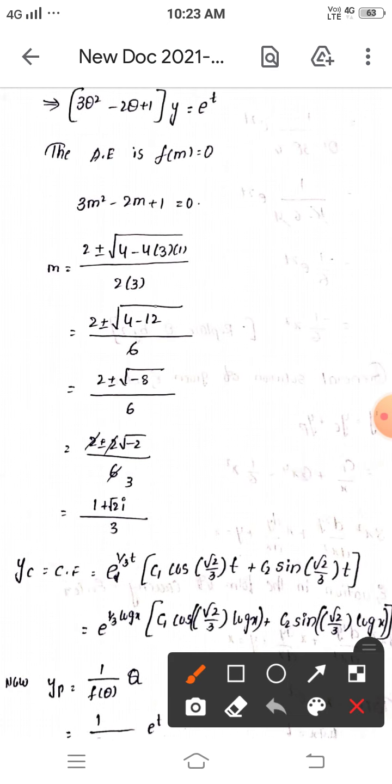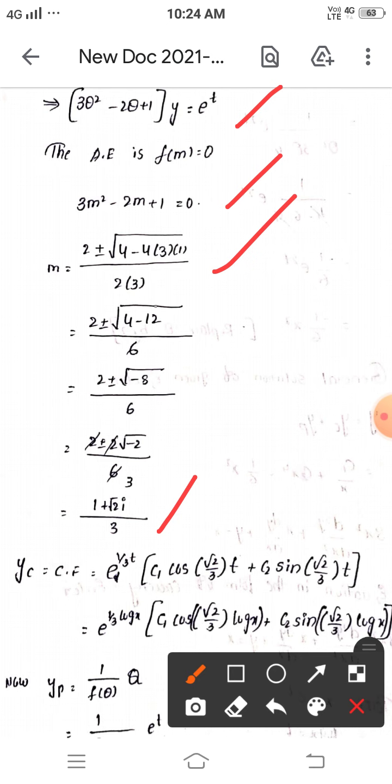The auxiliary equation for this equation is 3m square minus 2m plus 1 is equal to 0. We can't get the factors by factorization, so we go through the formula method. We have complex roots. They are 1 plus or minus 2i by 3. So we have complex roots for the auxiliary equation.